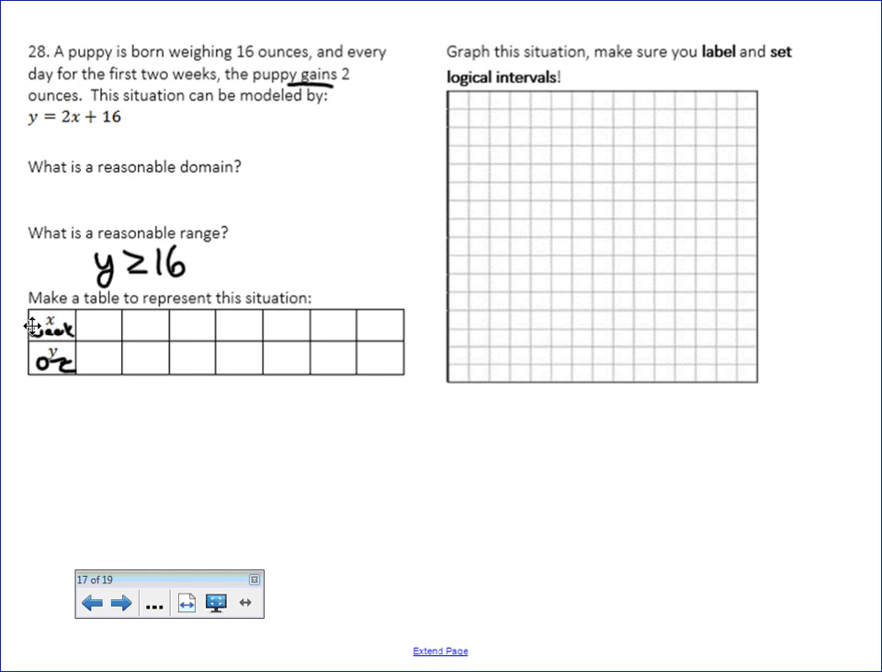Sorry, X is in days. Sorry, I messed that up. It only goes on for the first 2 weeks. So our reasonable domain is X has to be greater than 0, but it also has to be less than 14, because this only stands true for the first 2 weeks.